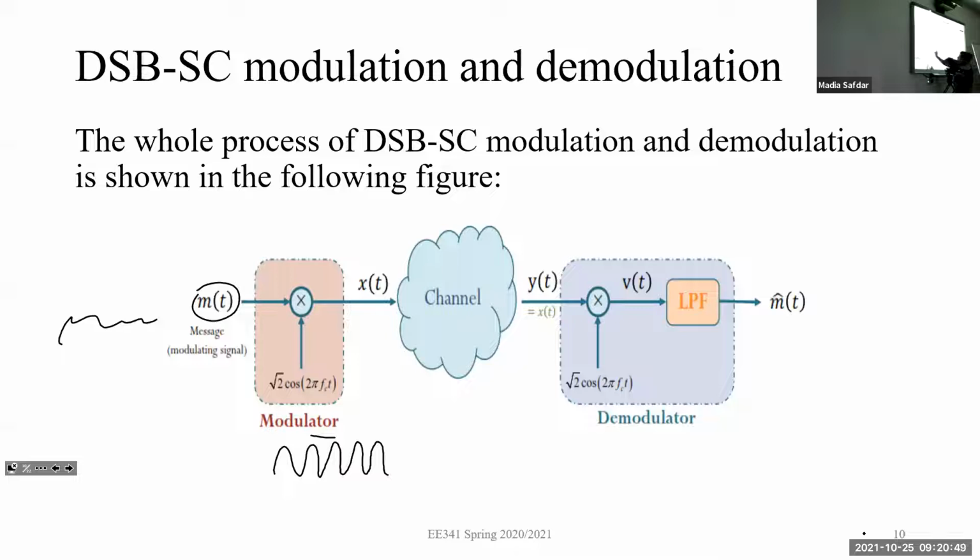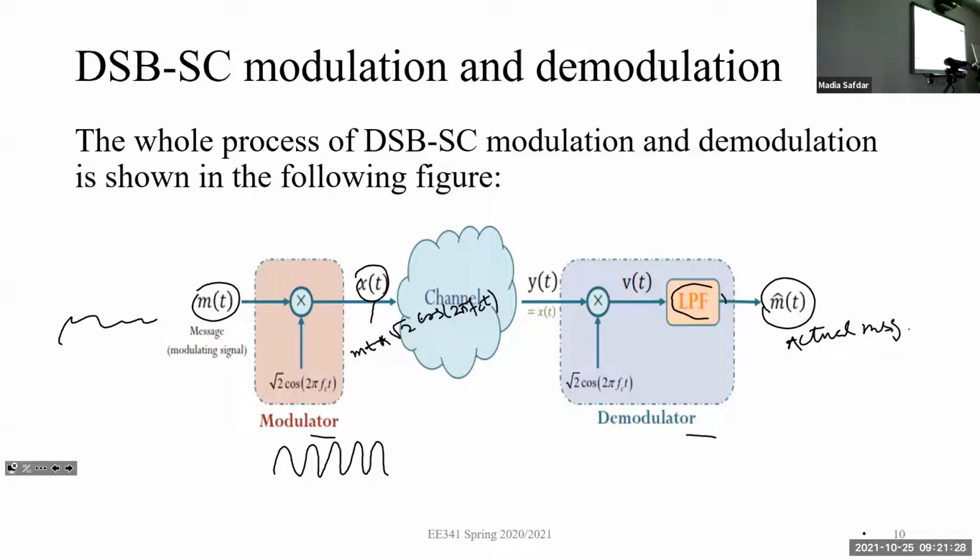Okay. I will multiply the message signal with the carrier. Then x of t will be m of t multiplied by square root of 2 cosine of 2 pi fc, right? Then you go to the channel, it will transmit, and when you get the signal, what will happen? You will demodulate it. You will remove this carrier frequency component from it, and then you will pass it through a low pass filter, and then you will get your actual message signal.